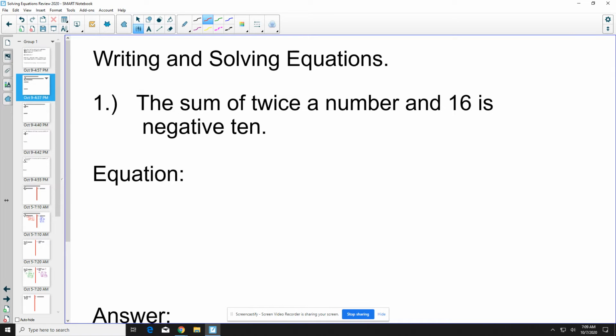All right, so here's our first question. The sum of twice a number and 16 is negative 10. The directions want us to write the equation and solve it. So how do we write the sum of twice a number and 16 is negative 10? All right, do this one with me. Think about what sum means. Sum means to add, right? So what are we adding? We're adding twice a number and 16. Twice a number means 2 times a number. So 2x and 16, or 2x + 16.